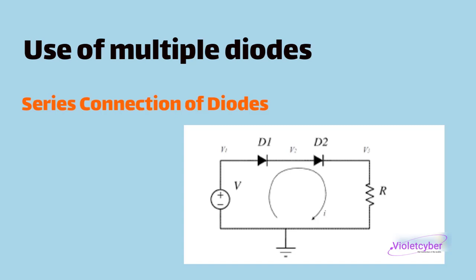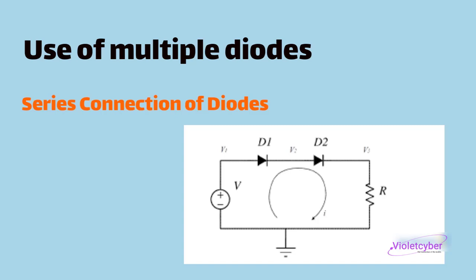When diodes are connected in series, the total breakdown voltage increases. The total breakdown voltage is equal to the sum of the breakdown voltage of the individual diodes. This method is commonly used when higher voltage tolerance is needed.